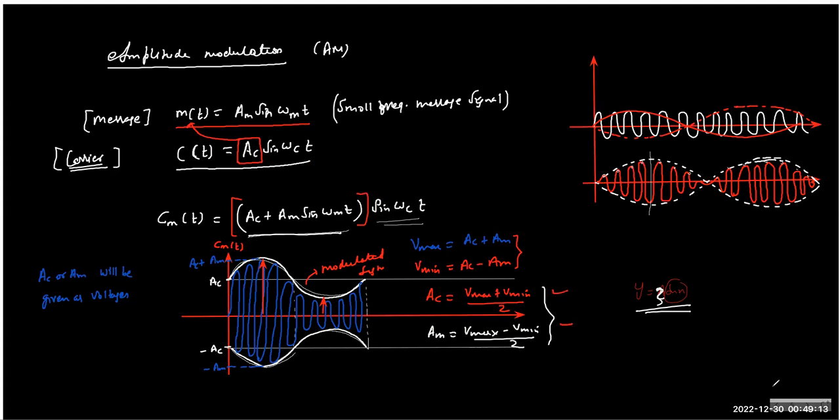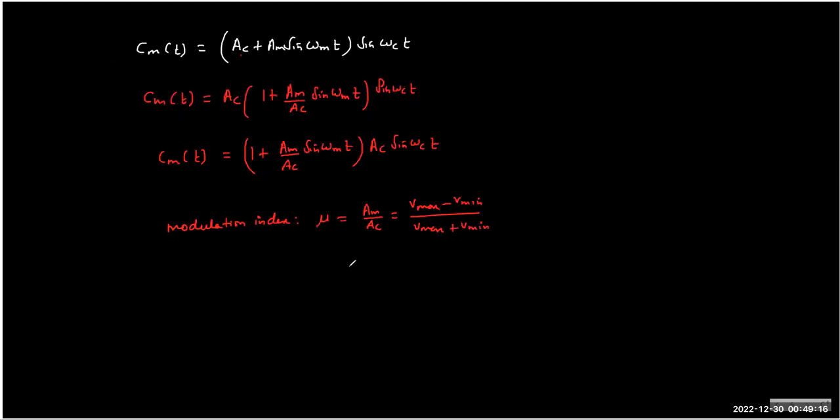AC, AM, I have written here. So can we write the modulation index? There are two ways in which you can derive it. If you know the V max or V min of the modulated signal, c(t), you can get the answer directly. Or if you know the AM and AC, the message and carrier wave voltage amplitudes individually. So the two ways will be clear to you.